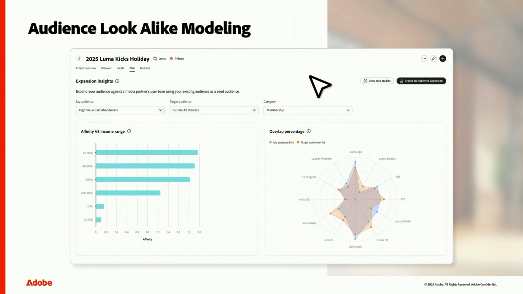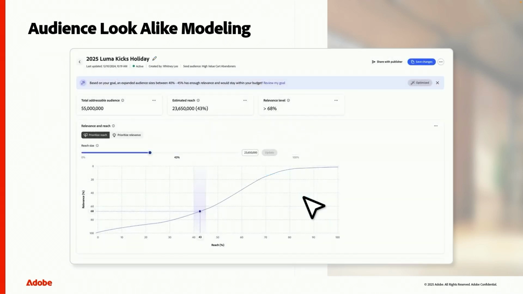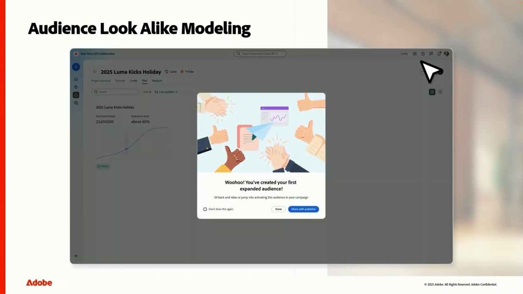I'm also able to use this audience as a seed for TVTube to generate a lookalike audience in minutes. This functionality is coming to the product later this year. It looks like TVTube's lookalike audience has substantial volume for me to prospect and reach my campaign conversion goals. In just a few easy clicks, I've re-engaged and expanded my first-party audience for activation, all with the technology built on top of Adobe Experience Platform.